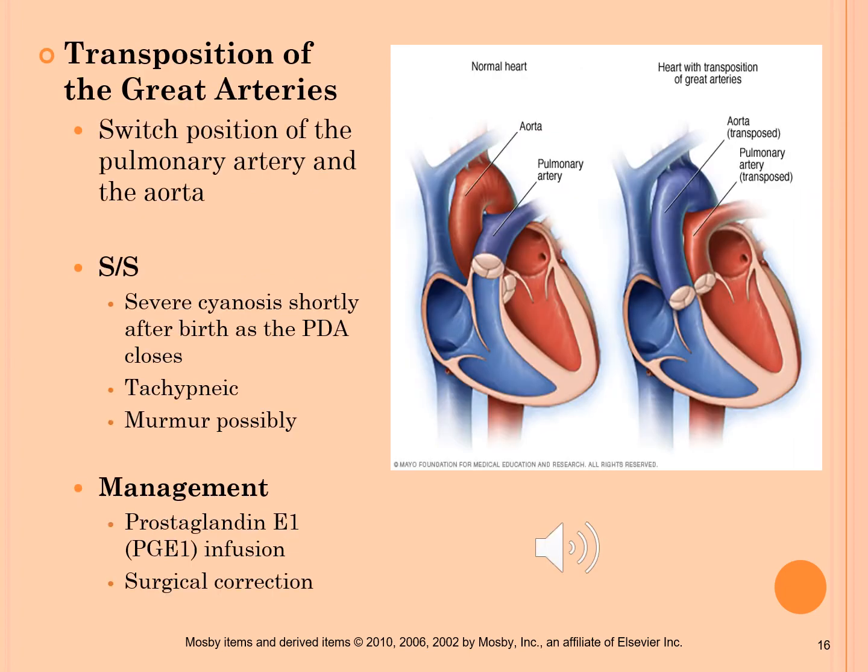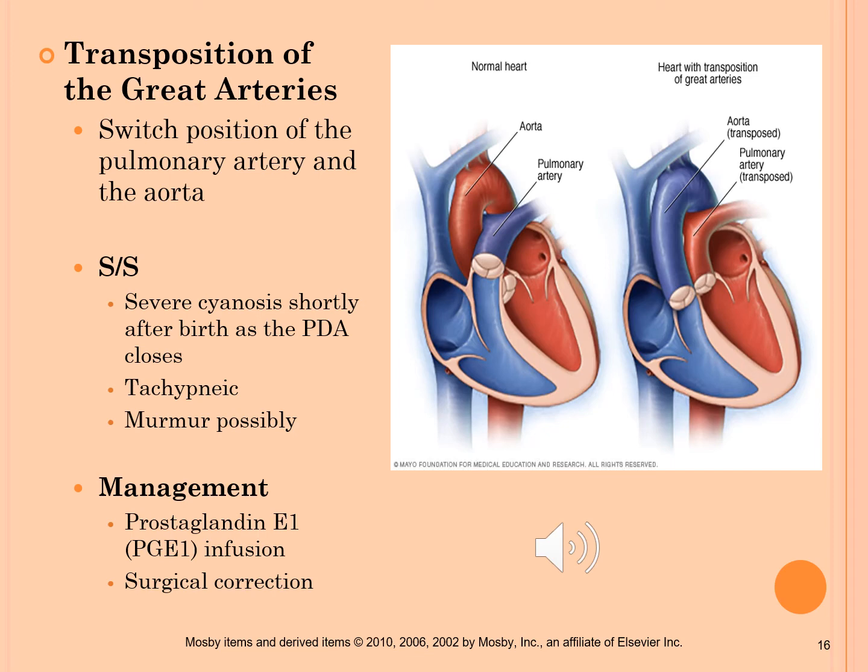All right, the last one we're going to talk about in this category of increased pulmonary blood flow is transposition of the great arteries. It's actually considered a cyanotic defect, different from the other ones. So cyanotic defects typically have right to left shunting of blood, right? Transposition of the great arteries is the second most common congenital defect.